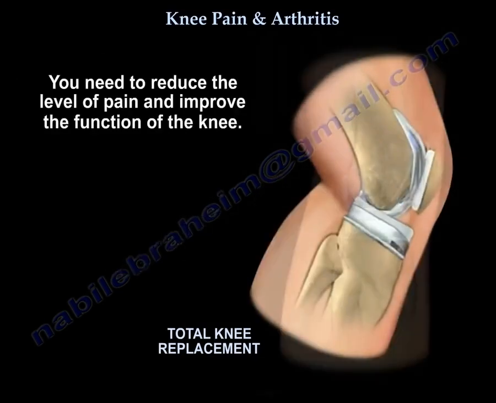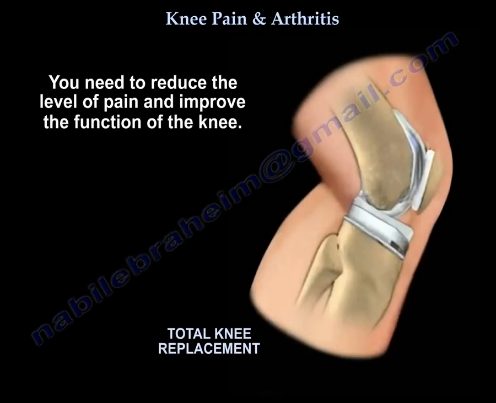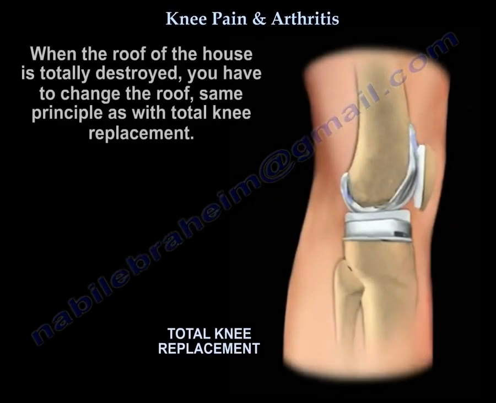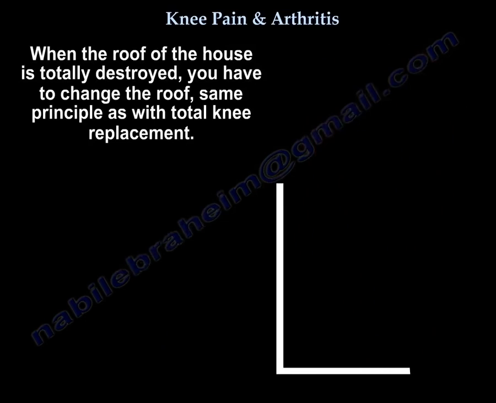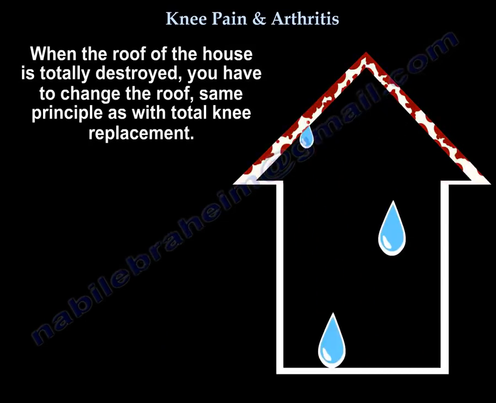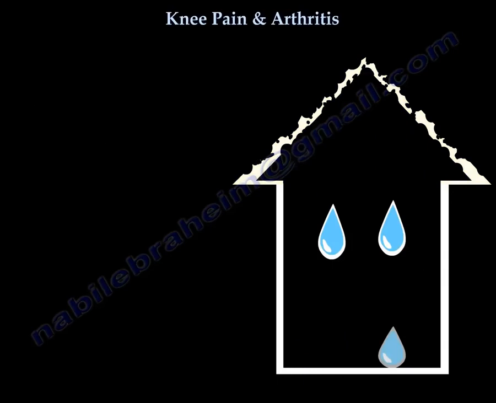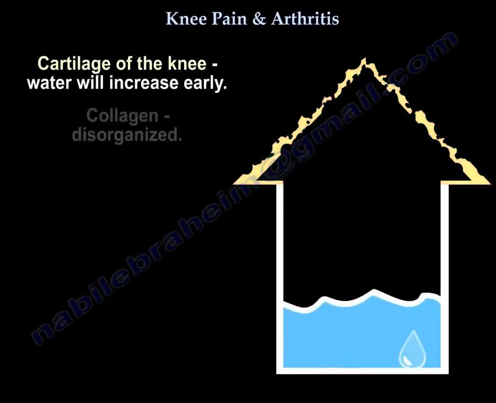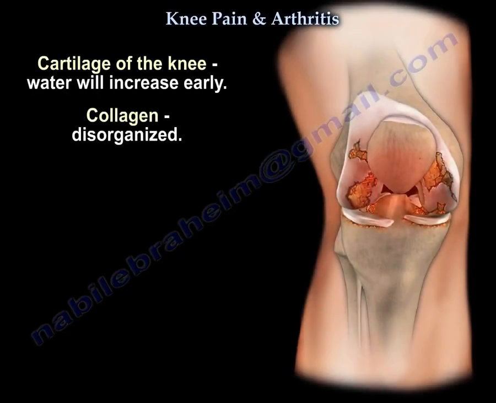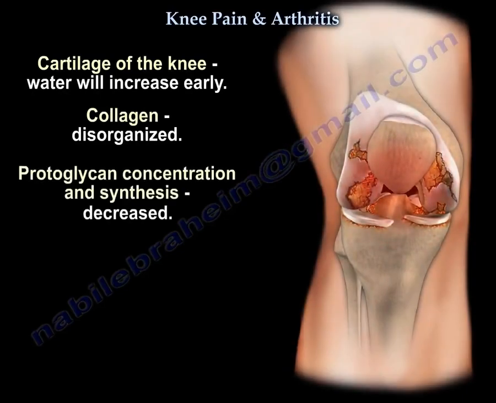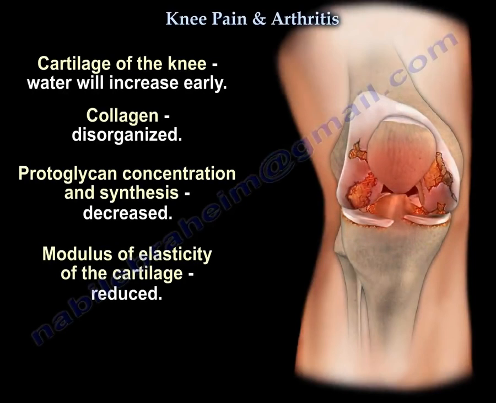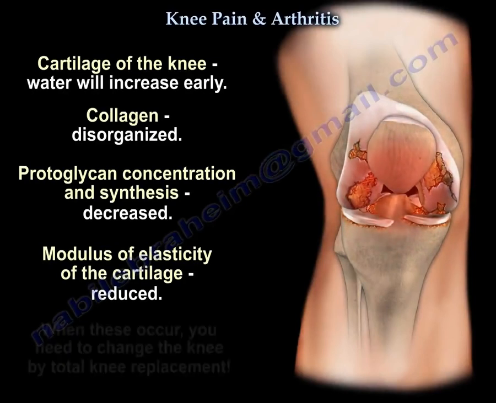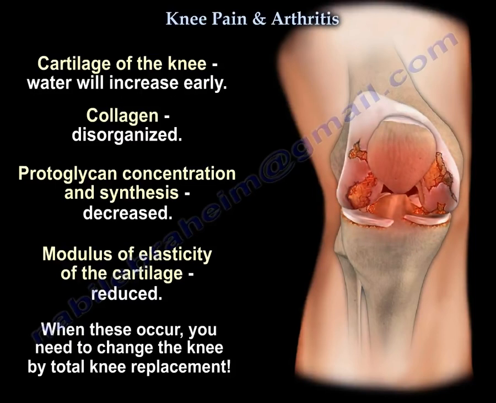You've got to reduce the pain and improve the function of the knee. And when the roof of the house is totally destroyed, you've got to change the roof. The same here in the knee. In the cartilage of the knee, the water will increase early, the collagen is disorganized, the proteoglycan concentration and synthesis is decreased, and the modulus of elasticity of the cartilage is reduced. Then you've got to change the knee with a knee replacement.